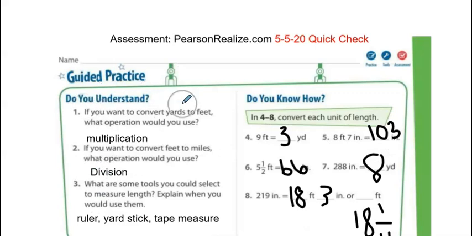When you have finished, especially page 11, you're going to go to pearsonrealize.com and complete your assessment for today, which is 5-5-20, so May 5th, 2020, quick check. Make sure that that gets completed today for your assessment grade. You want to make sure that you're getting all those points. So please make sure that you have completed that assignment for today.